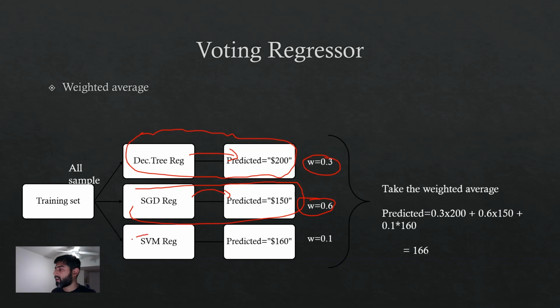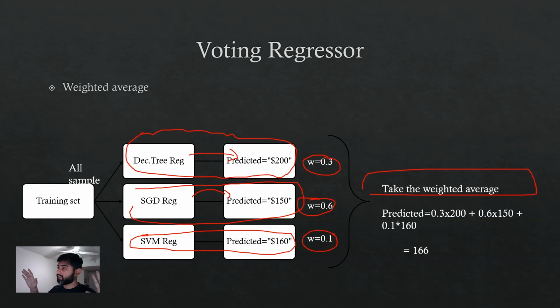Support vector machine, I think it has previously made really poor predictions, so I assign it a weight of 0.1 only. This way, the algorithm takes into account the weights I assign. There's no other algorithm assigning these weights. I do a simple voting regressor using the weights, and I get a prediction of $166,000 for my house.